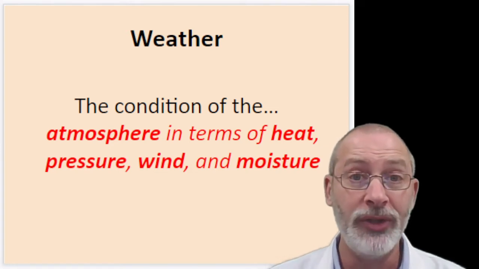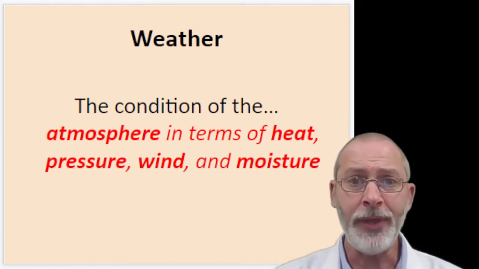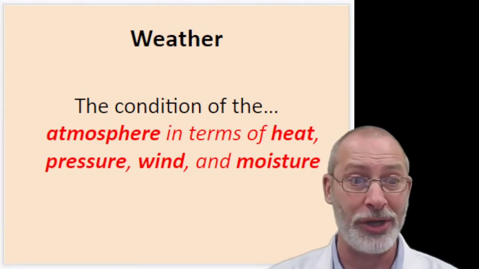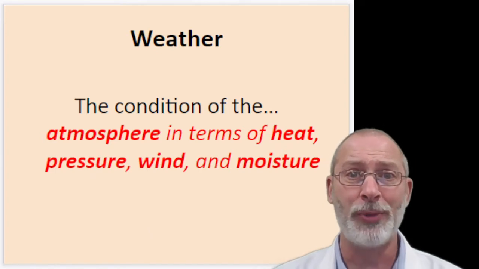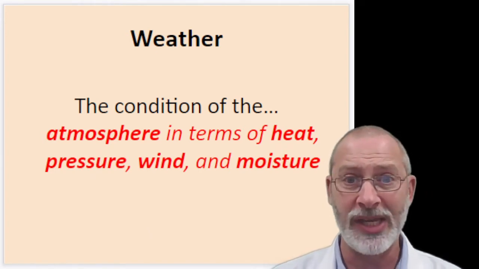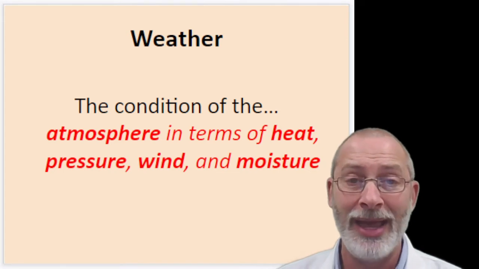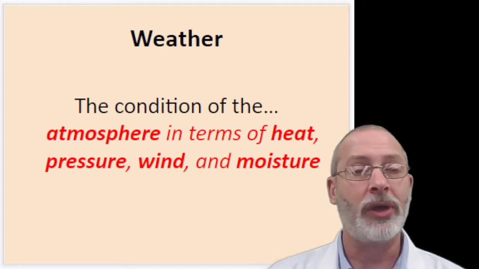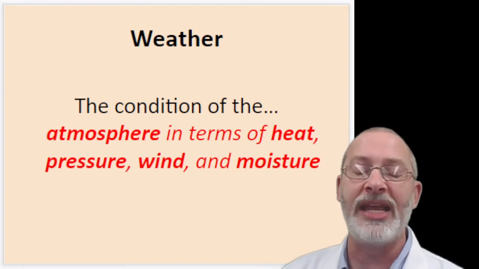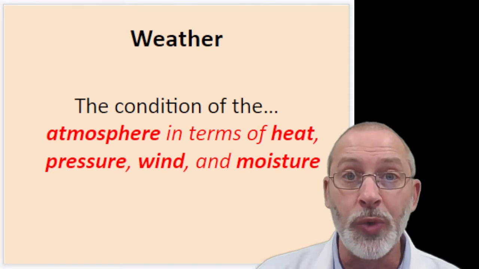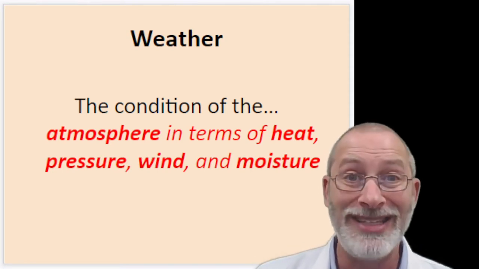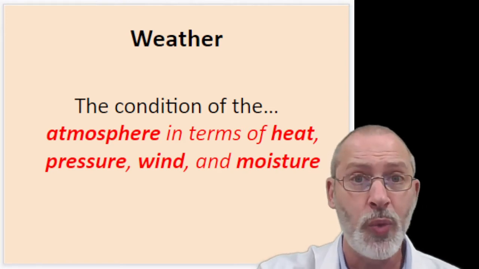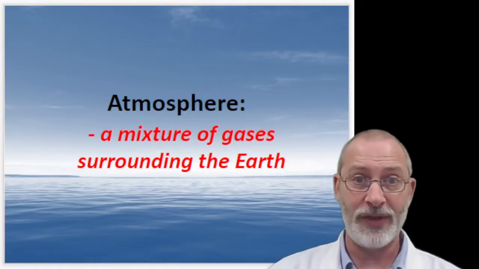Now, notice I've bolded some of the words here, beginning with atmosphere. We're going to define atmosphere here in a moment, and we're also going to explore each of these other bolded words: heat, pressure, wind, and moisture. Because in order to understand weather more completely, we really do need to understand each of these individual words in greater depth. So as we continue forward, let's explore this first word a little bit more: atmosphere.